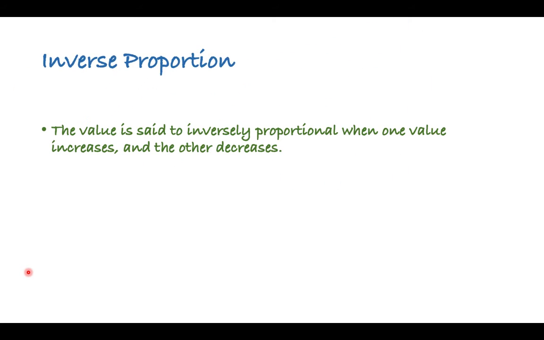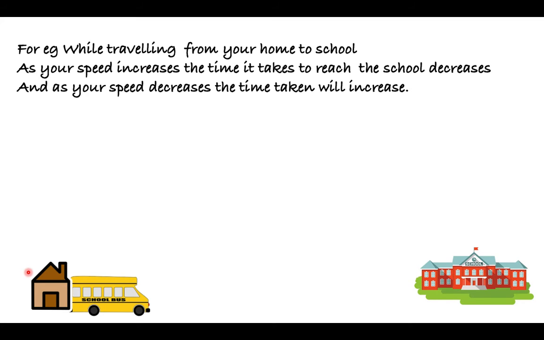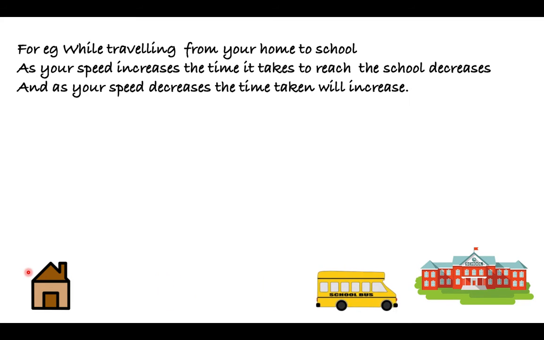Now inverse proportion. The values of two quantities are said to be in inverse proportion if the value of one increases, then the value of the second quantity decreases. So let us take an example. Suppose you are traveling from your home to school. As your speed increases, the time it takes to reach the school decreases, isn't it? If you are running fast, you will reach the school earlier, and if you are walking leisurely, it will take more time for you to reach the school.